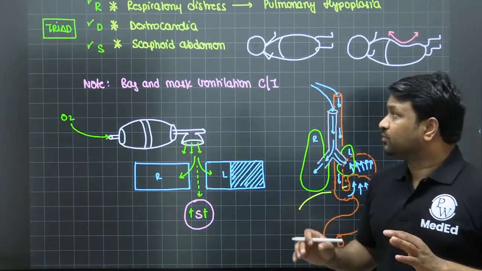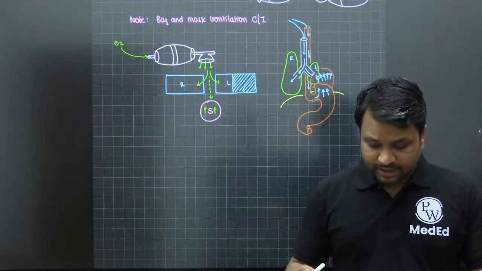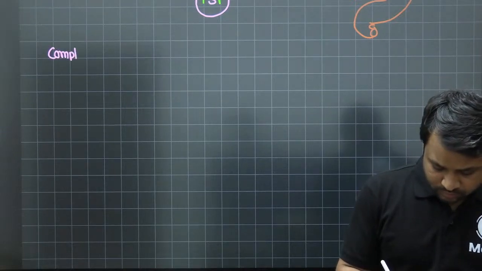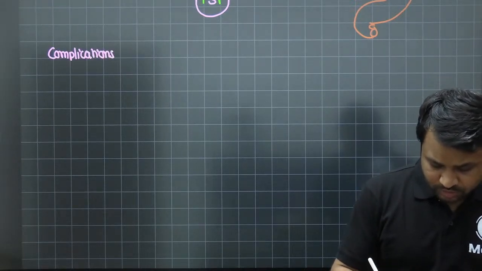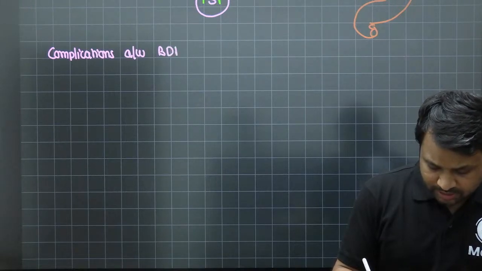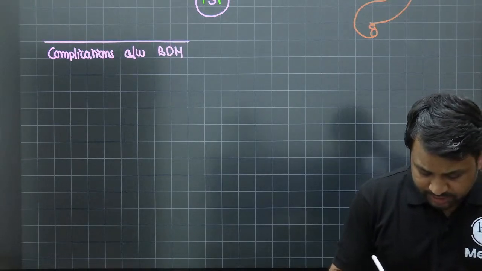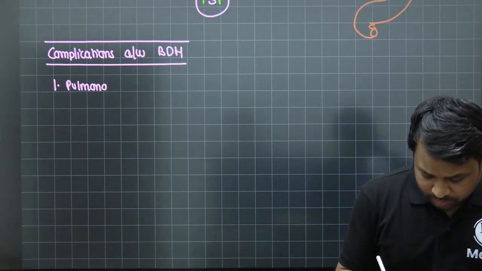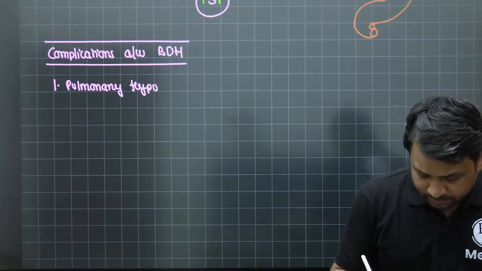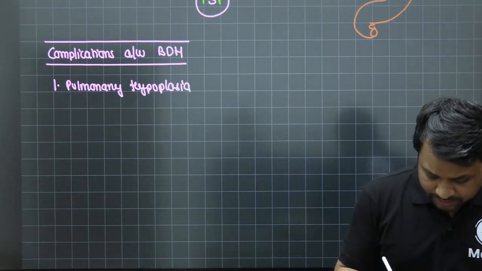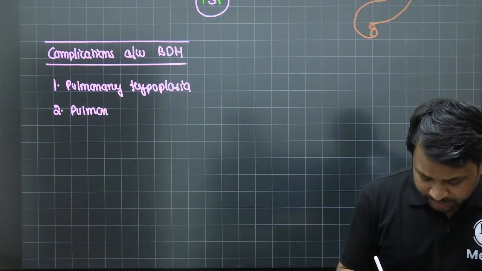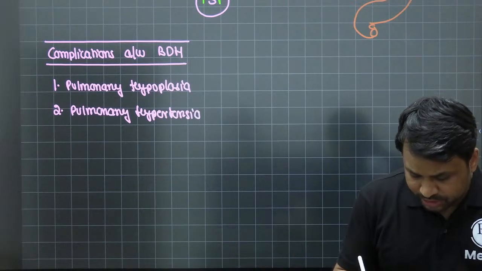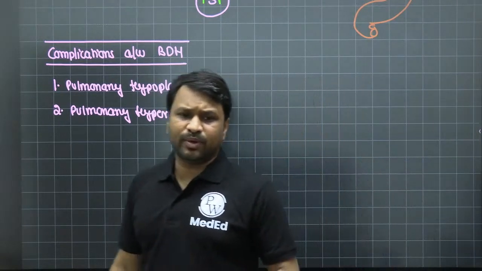Now, when we talk about the complications that it can land up in, there are two complications associated with Bochdalek hernia. One, which we have spoken about, is pulmonary hypoplasia, and the second is pulmonary hypertension. The two complications that we know: one is pulmonary hypoplasia, another one is pulmonary hypertension.